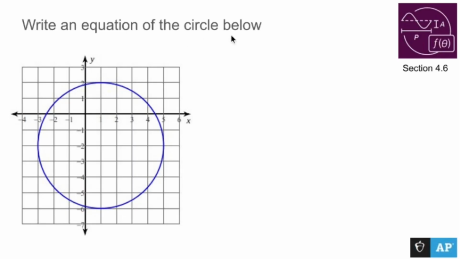Write an equation of the circle below. All right, well, we have a circle not centered at the origin. So whenever we have a circle not centered at the origin, we're going to think (x - h)² + (y - k)² = r².